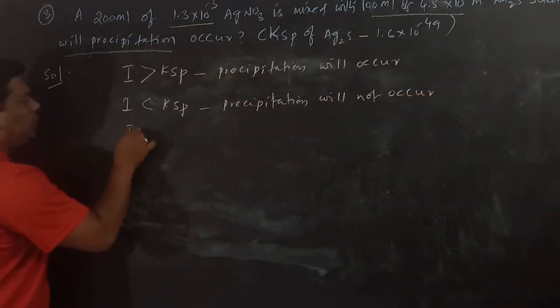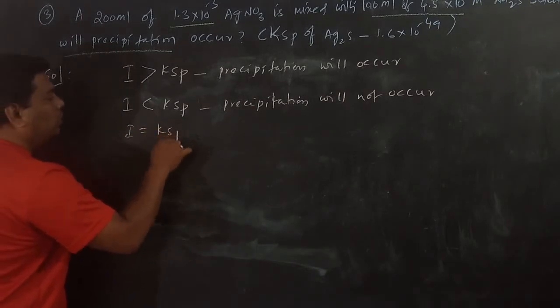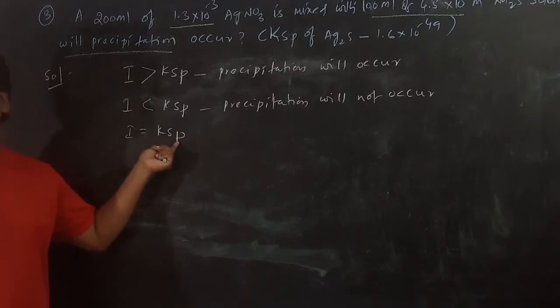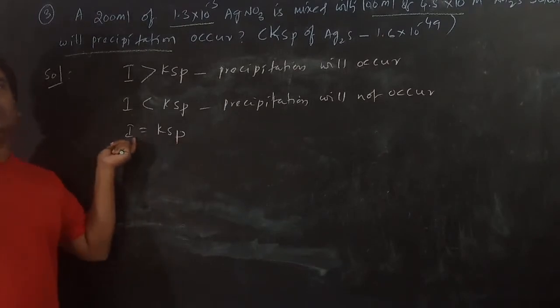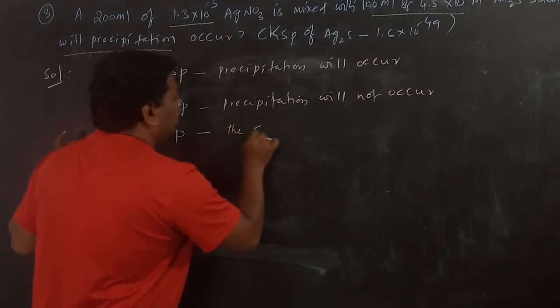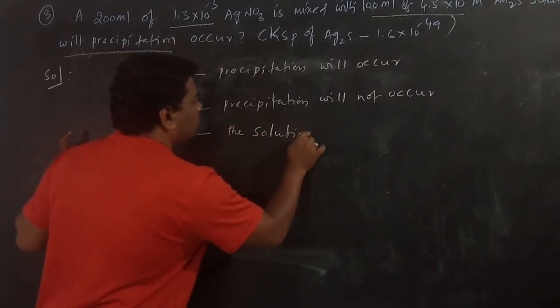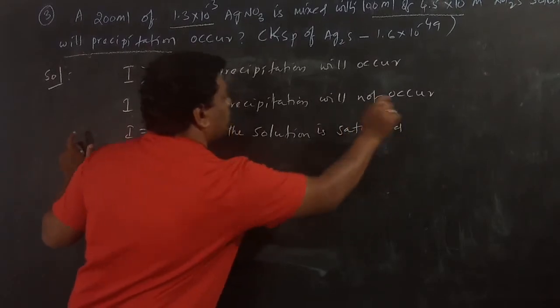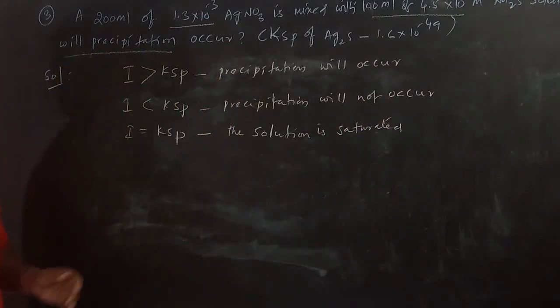The last condition is when the ionic product is equal to Ksp. Here the solubility product is equal to the ionic product, and in this case the solution is saturated. So these three conditions are very, very important.